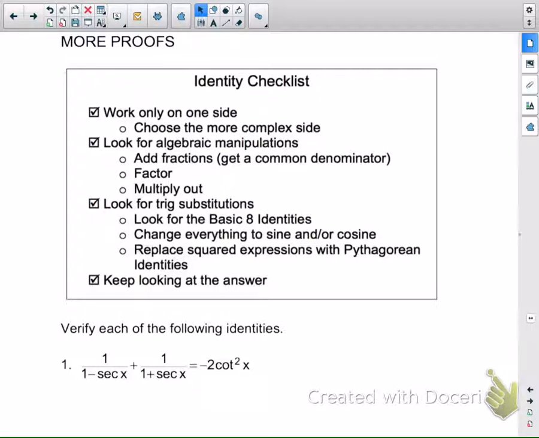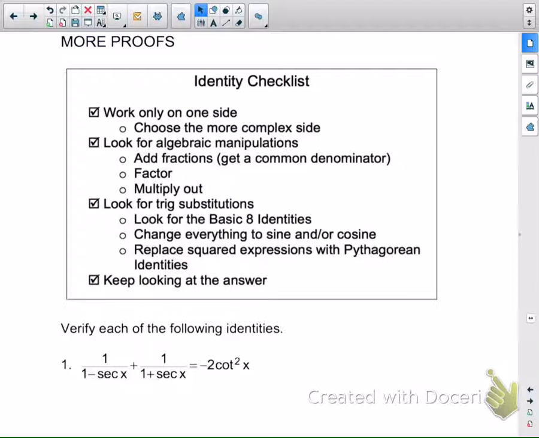So for your identities and your proofs here, these are just some tips for you to look at if you get stuck. This is a good page to go back to. First, and most importantly, work only on one side of the equation. What that means is, remember I told you when to set up your proofs, you set up either going from the left-hand side to the right-hand side or from the right-hand side to the left-hand side. Do not try to make your sides meet in the middle. This is where you will go wrong if you try to do that. So pick one side to start with, turn it into the second side.